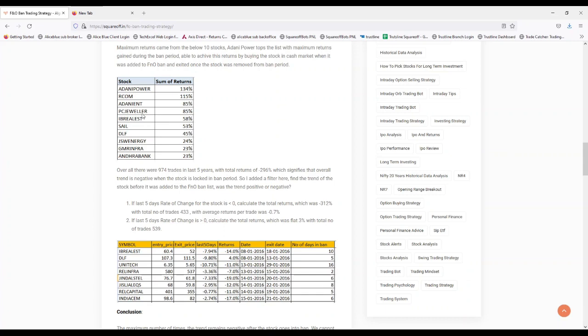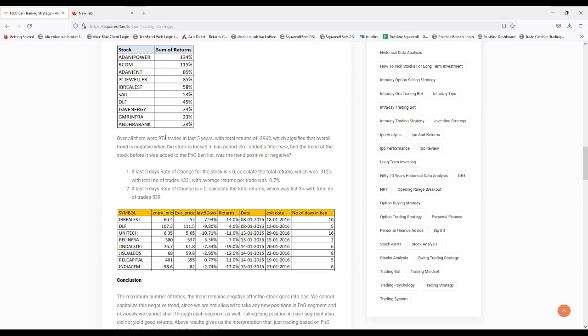But because of the short squeeze that I explained earlier, where a stock was shorted and eventually gets into the F&O ban list, the short seller has to buy it back, and this creates buying pressure which moves the stock up. So people who buy in the cash market are able to make these kinds of outstanding returns. But overall, there were almost 1,000 trades in the last 5 years with a total summation of returns of minus 296%, which means if you buy this stock and sell it after it is removed from the F&O ban list, the total returns is around minus 300%. That signifies we are not making profit, we are making a loss if we buy the stock in the cash market and sell it after it is removed from the ban.